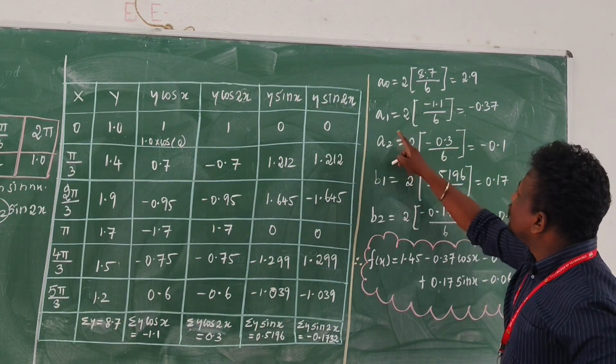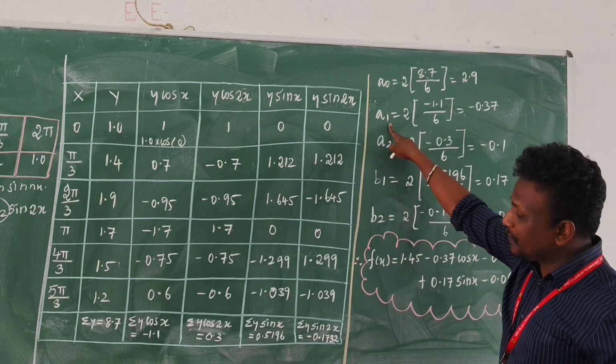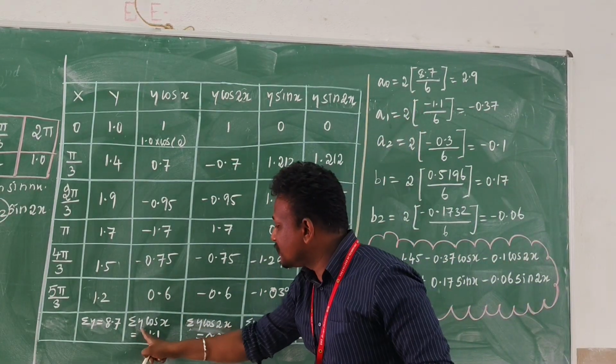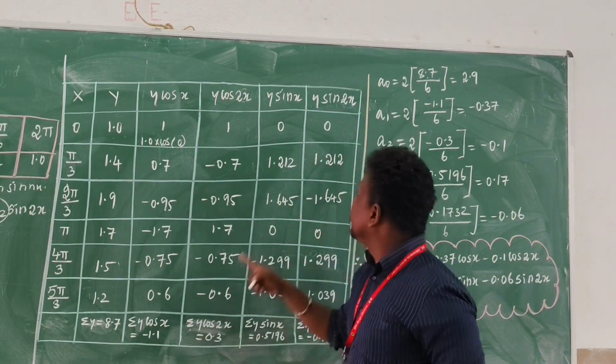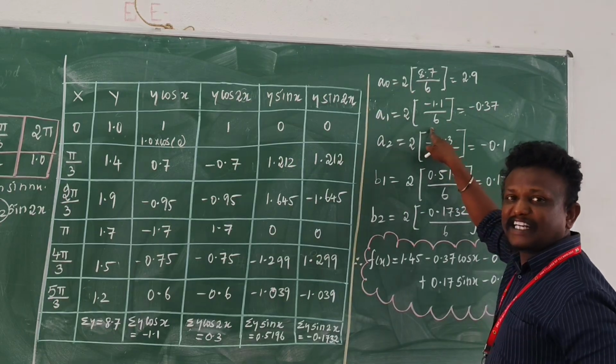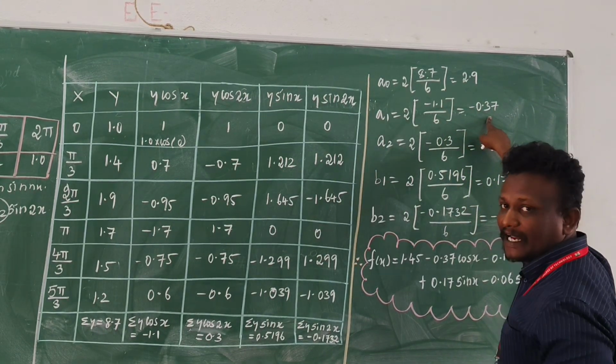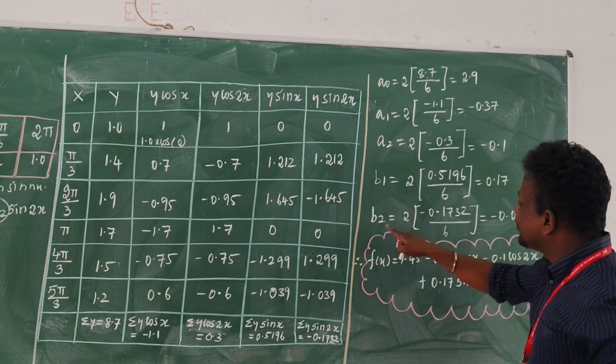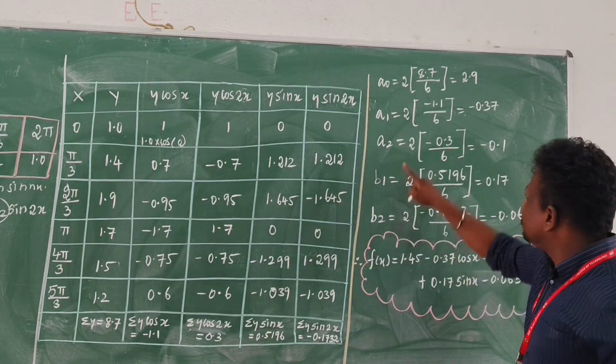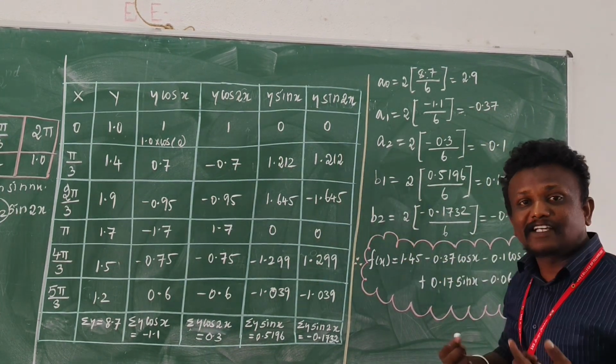Similarly, you can find A1. For A1, you have to fit the value of summation Y cos X, which is minus 1.1, and divide by capital N, which is 6. After simplification, you will get this value. Similarly, you have to find out till B2. After finding all these results, what is your next step?